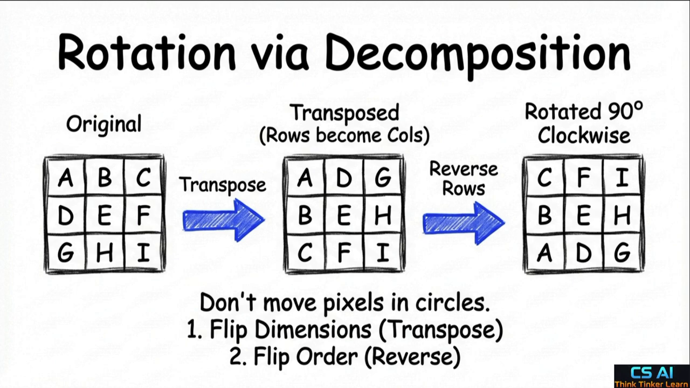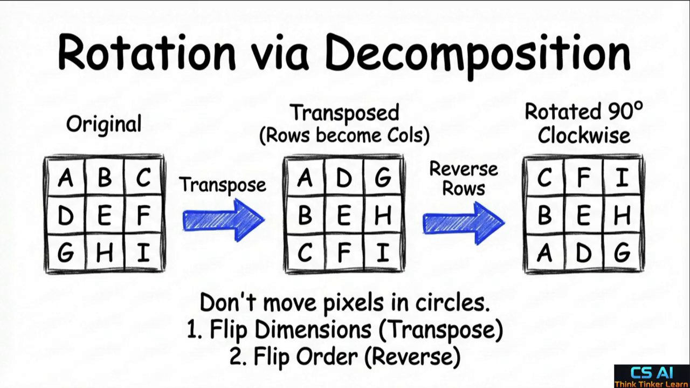Transpose the matrix. This flips the dimension. Rows become columns and columns become rows. Reverse each row. This flips the order. If you transpose and then reverse, you get a perfect 90-degree clockwise rotation. If you want counterclockwise, you transpose and then reverse the columns instead.